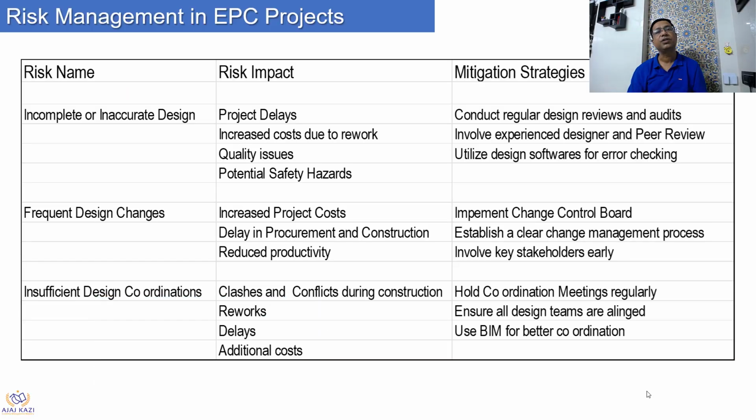So let us start with this small table. We have risk name, risk impact, and the mitigation strategies. The first risk on EPC projects is incomplete or inaccurate design. That impacts the project with delays, and increased cost due to rework because the design is incomplete. So you do work, and again do rework.